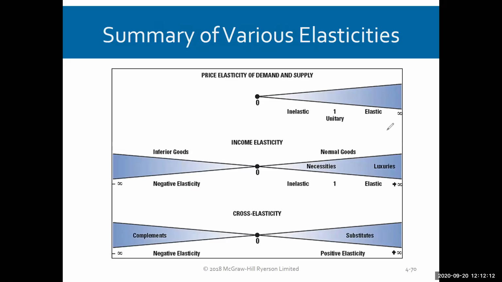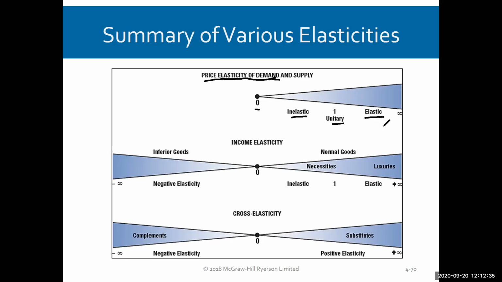So you can see here, for price elasticity of demand and supply, for demand, you ignore the negative. So we're always looking between 0 and 1. And we say that's inelastic demand and inelastic supply. And then greater than 1, we say it's elastic demand and elastic supply, very responsive to changes in price.